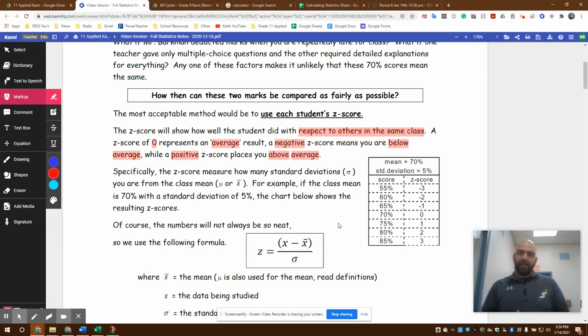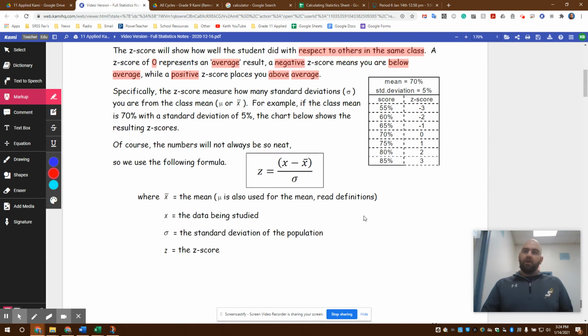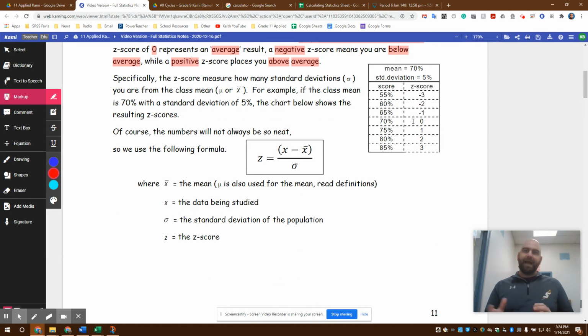Let's again say that you get 70%, you have a Z-score of 0, meaning that you're at average. If you're at 80%, you get a Z-score of 2, meaning that you are above average. 60% would be a -2, you're below average. That's how we represent it using a Z-score. Now, not all of them are going to be this neat and tidy, so we have a nice little formula that we can use for Z-scores.